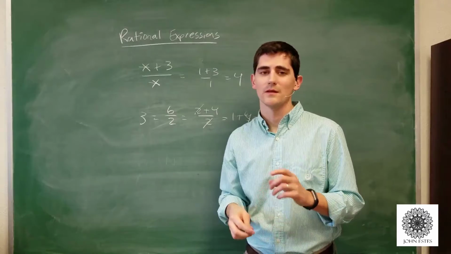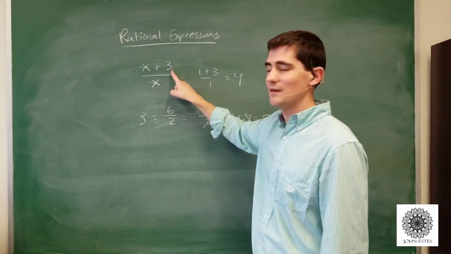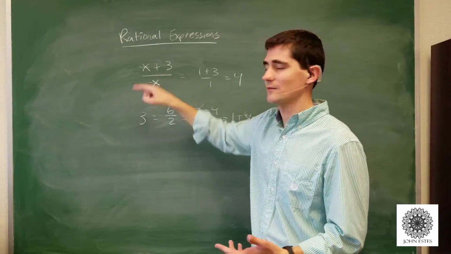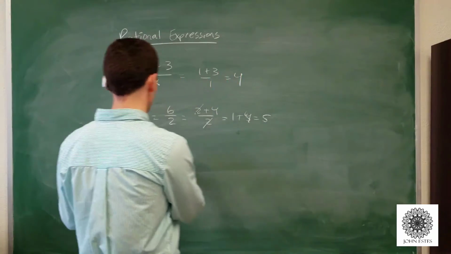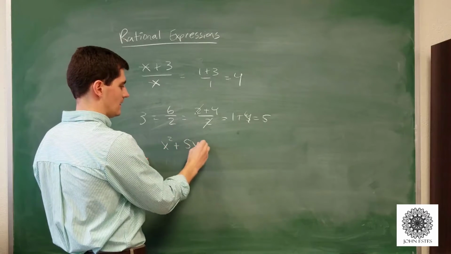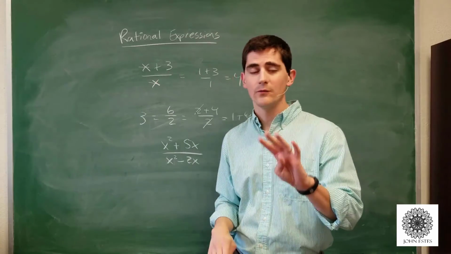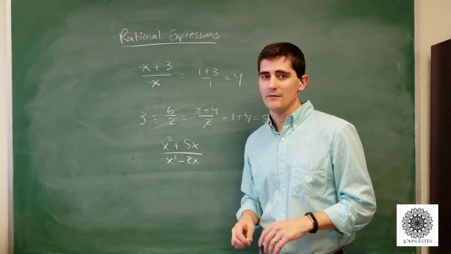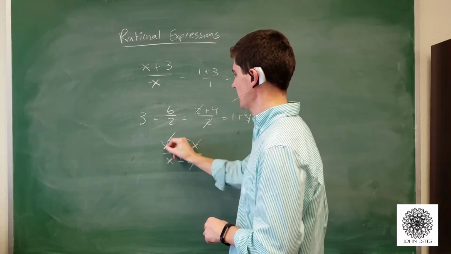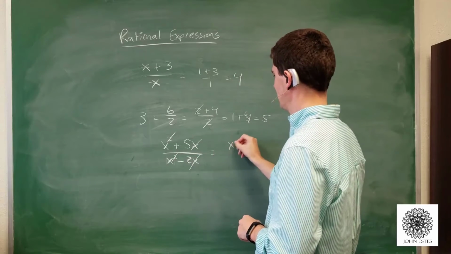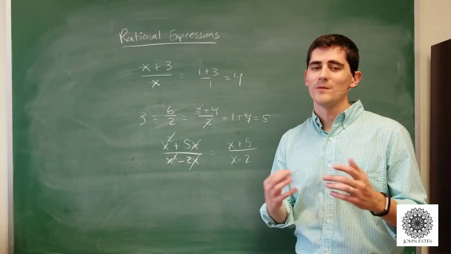I can only cancel something out if I can take that factor out of all my terms. So since I can't take an x out of the 3, I cannot cancel out x's. The only time I could do that again is if I can take it out of all terms. So if I had something like this, x squared plus 5x over x squared minus 2x, now notice all 4 terms in this expression have a common factor, x. In this case, I could factor out 1x out of everything and end up with x plus 5 over x minus 2. I hope this makes sense.